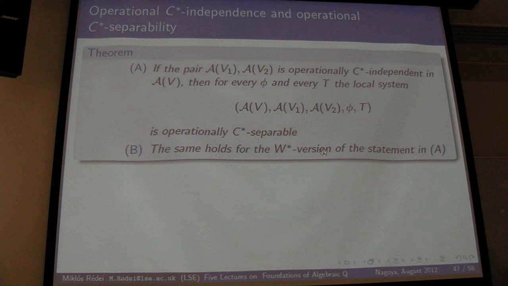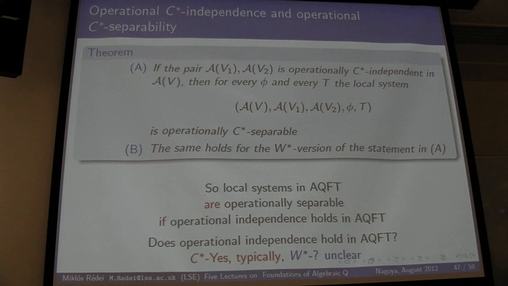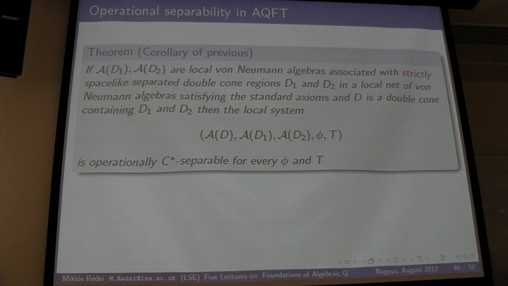So, local systems in algebraic quantum field theory are operationally separable if operational independence holds in algebraic quantum field theory. And we have seen that it does, at least in the C-star sense, typically. In the W-star sense, it's not entirely clear.